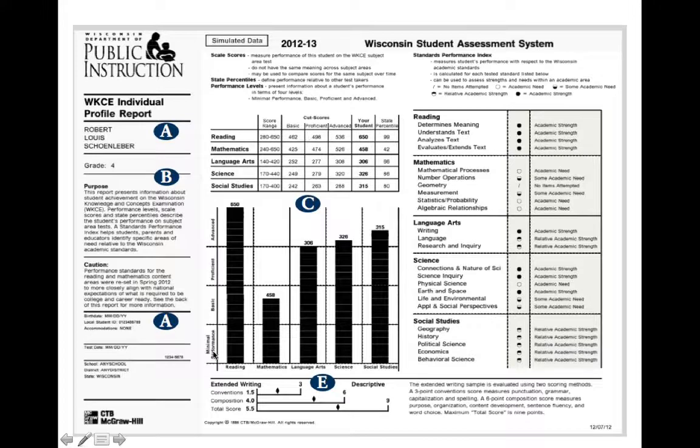They have the cut scores that are reflected in this graph here. You have your student, and then you have your state percentile. So this student is really good in reading, not so good in math, decent in language arts, pretty good in science, and pretty good in social studies. I find the difference between reading and language arts to be somewhat striking in this case.